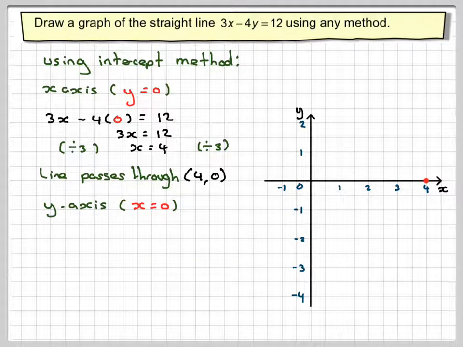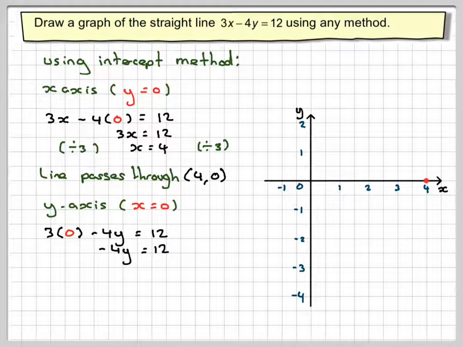On the y-axis, x is equal to 0. This line here, x is equal to 0. So we go to our line and put x is equal to 0. So we're going to get 3 times 0 minus 4y is equal to 12. We've got to be careful because when I do 3 times 0, I'm just going to be left with minus 4y. Don't forget the minus sign, to get minus 4y is equal to 12.